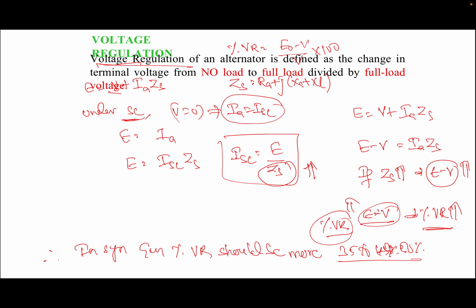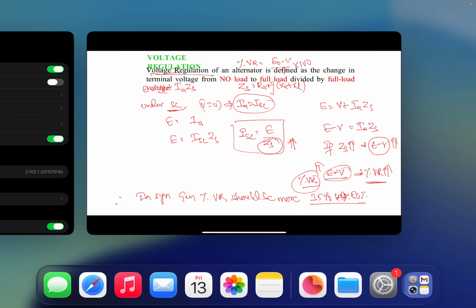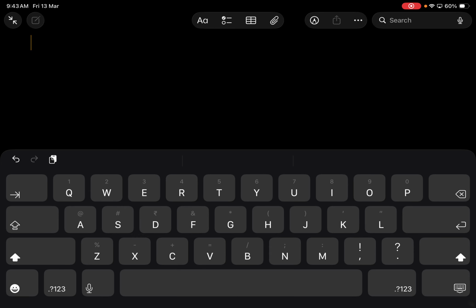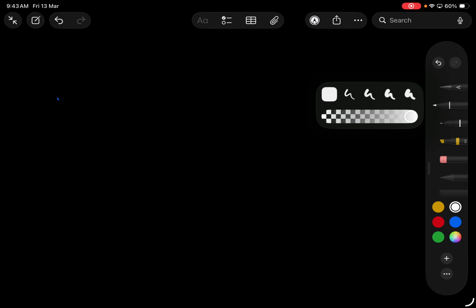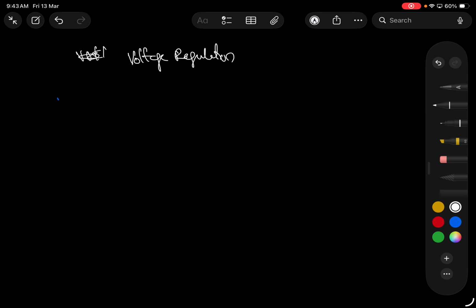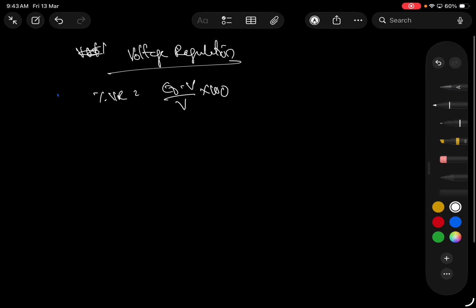So what is voltage regulation here? Change in voltage from no load to full load. We already discussed that percentage voltage regulation is nothing but (E0 minus V) by V into 100.